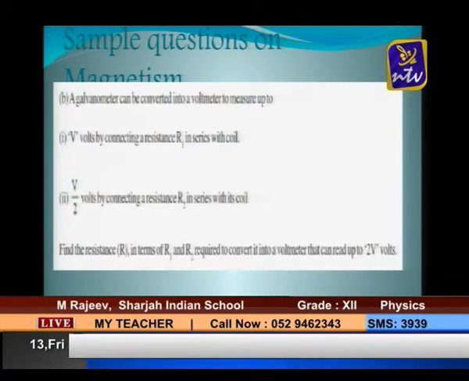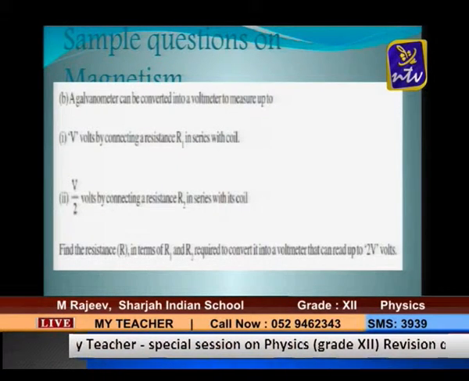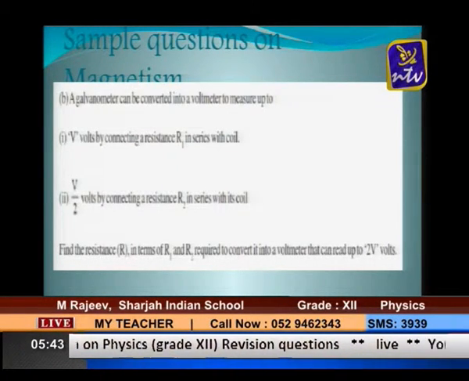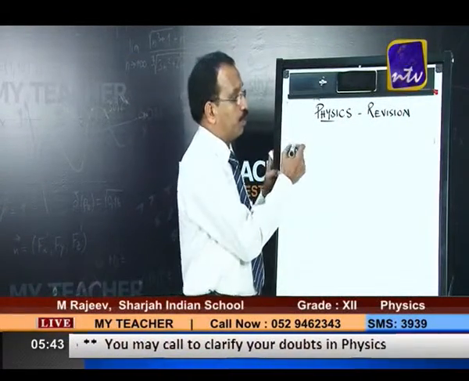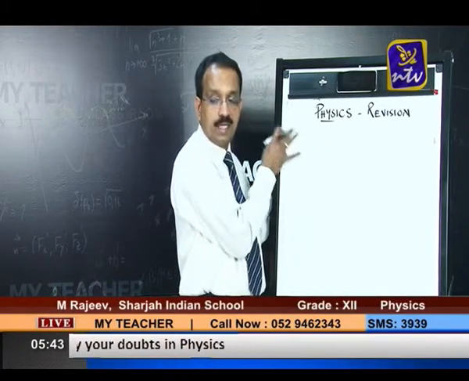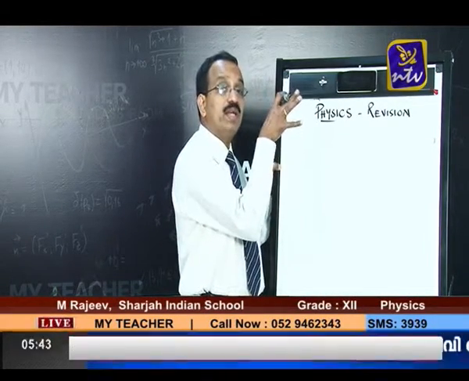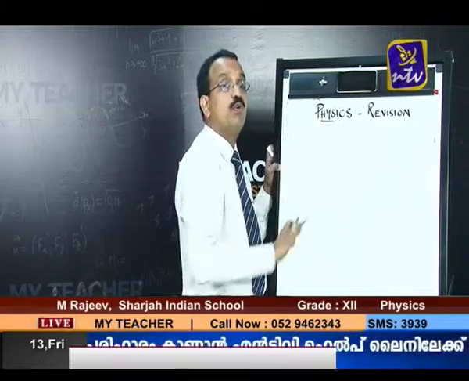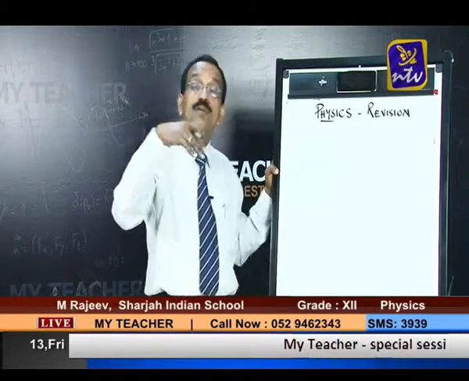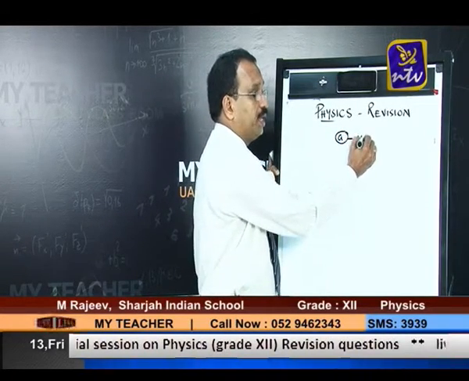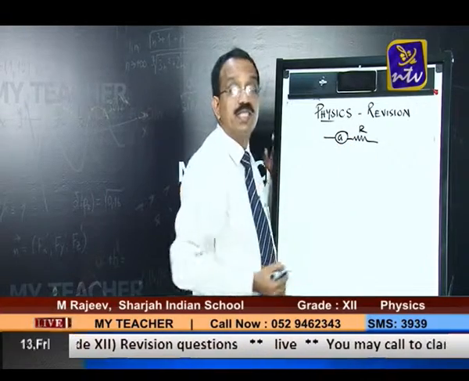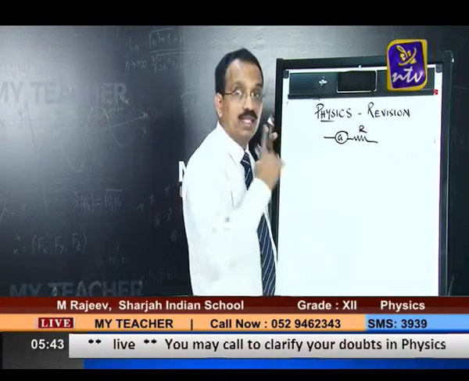I hope all of you read the question carefully. This is again a question from one of the sample papers from the chapter magnetism. Yes, now I will show you. See, the question is, I will say once again, the galvanometer is to be converted into a voltmeter. What is the way to convert a galvanometer into a voltmeter? We have studied that. A galvanometer can be converted into a voltmeter by connecting a very high resistance in series.